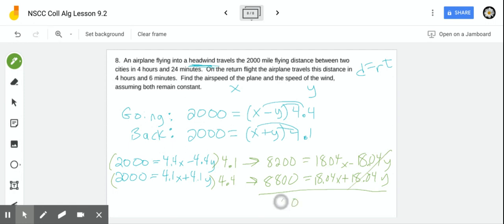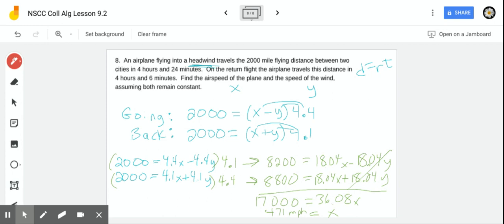So we get 17,000 equals whatever 18.04 plus 18.04 is, 36.08. And we're going to divide 17,000 by 36.08. And x, remember x is the speed of the plane. It's about 471 miles per hour.